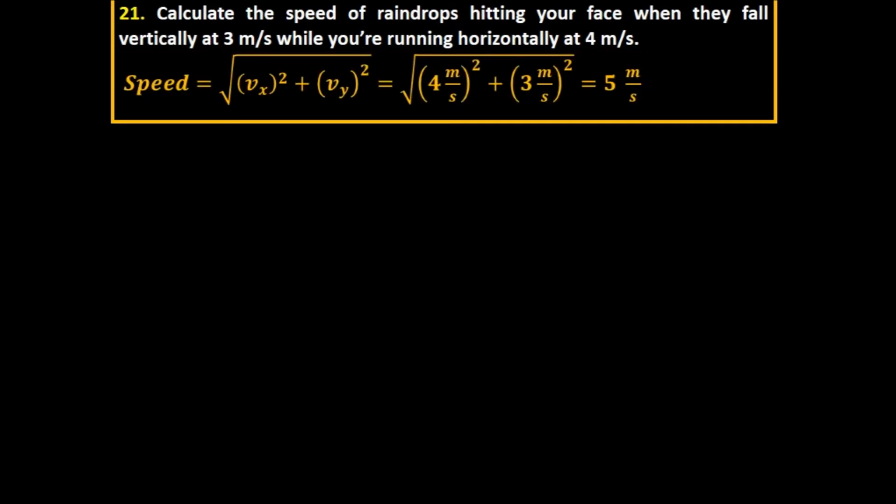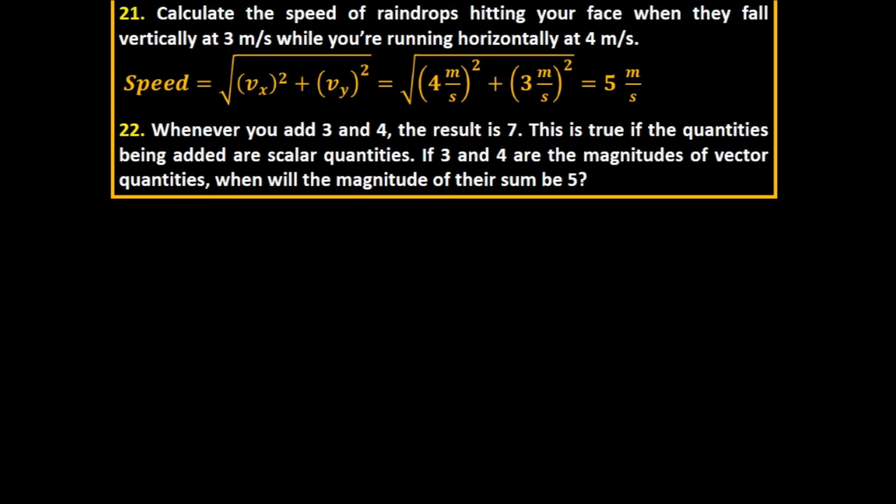Make sure you draw that out, 3, 4, 5. You're going to see that quite a bit in physics. 3, 4, 5, that special triangle. Next, if you can do 21, you're going to be able to do 22, and you'll know that it's going to be 5 when they are at right angles. When 3 and 4 are at right angles to each other, the answer will be 5.